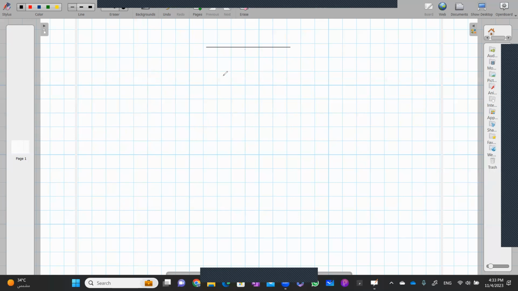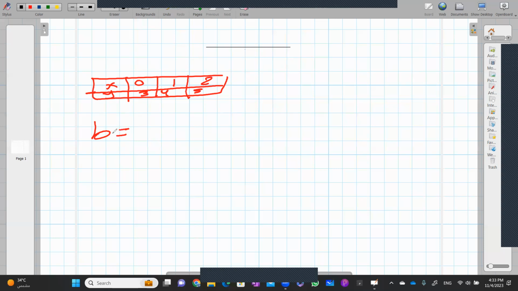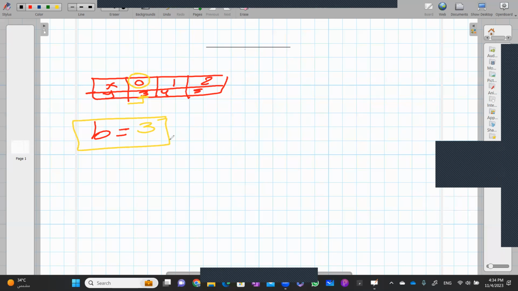If I have a table here like this, and this is x and this is y, with 0, 1, 2 and here the numbers 3, 4, 5, give me b. B equals what? B is the y-intercept, meaning the y value when x equals 0. Where is x equals 0 here? This is x equals 0. Relative y equals what? The y equals 3 when x equals 0, then b equals 3. This y-intercept b equals 3.